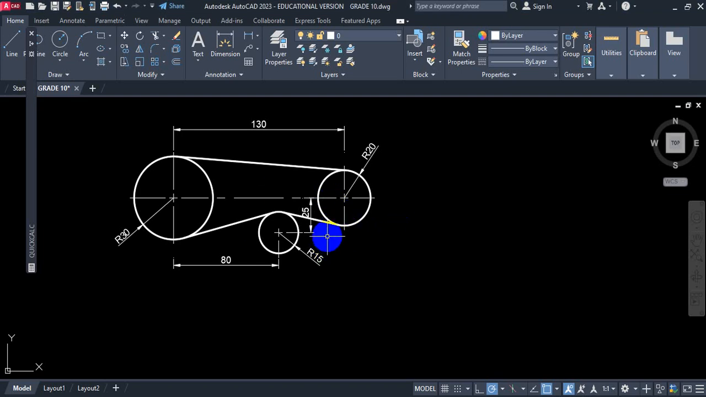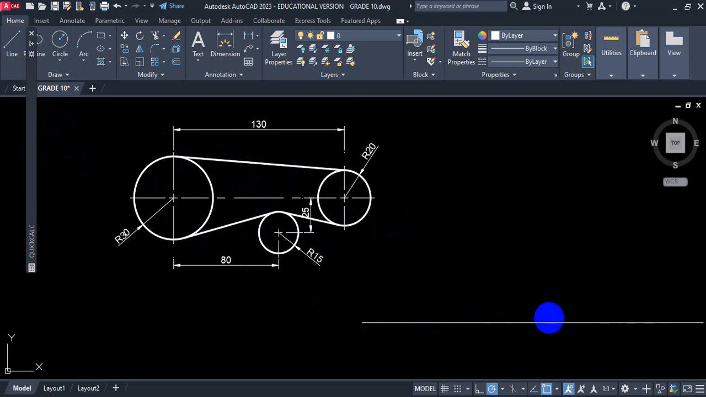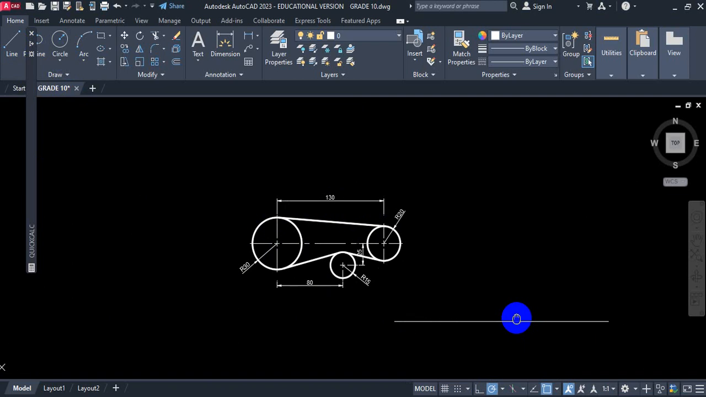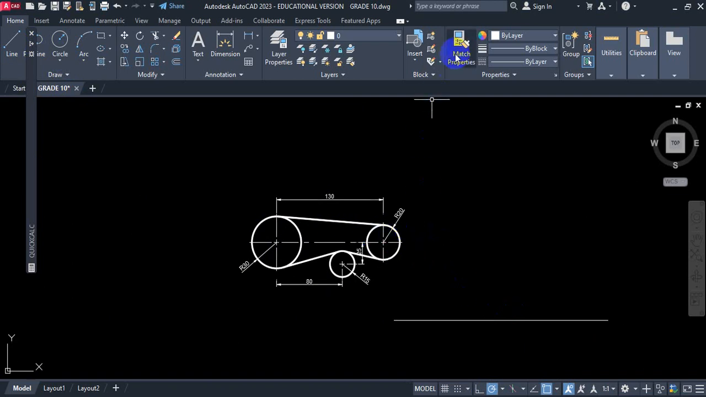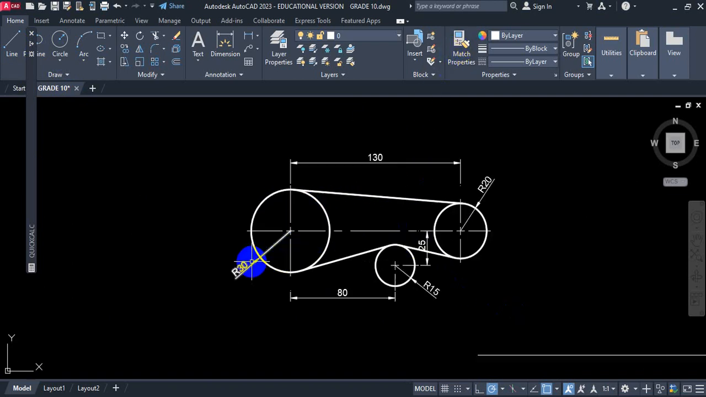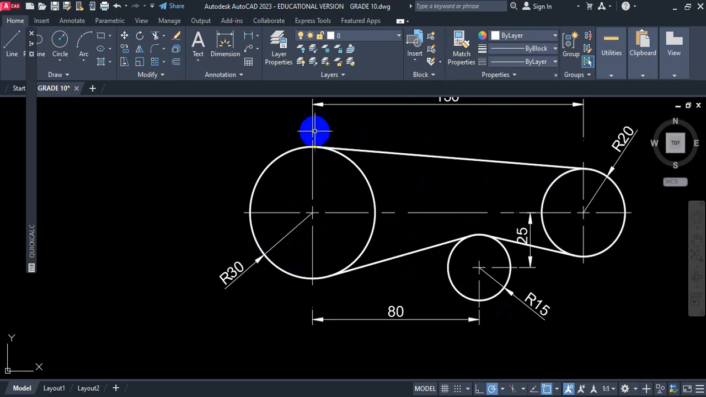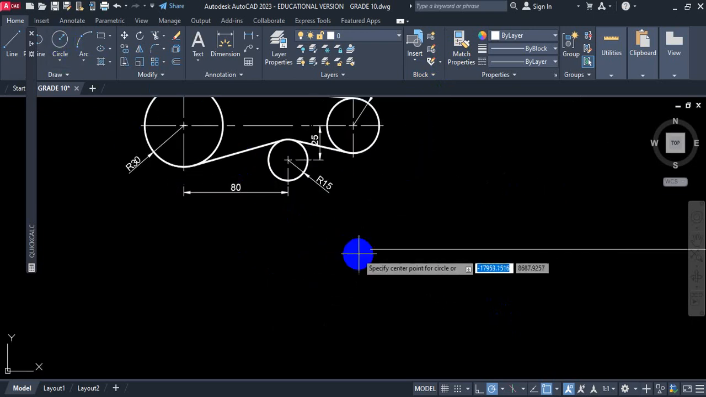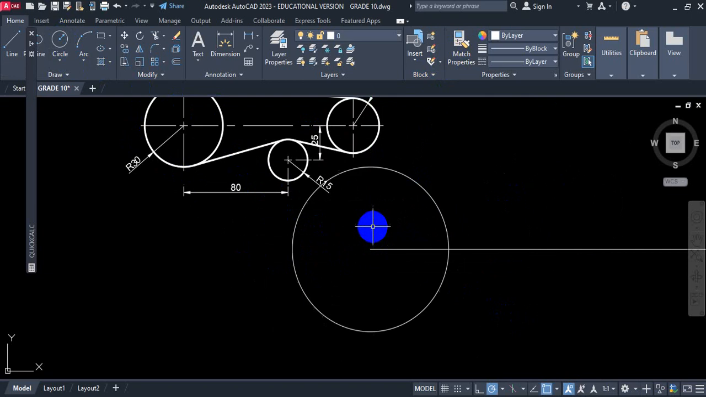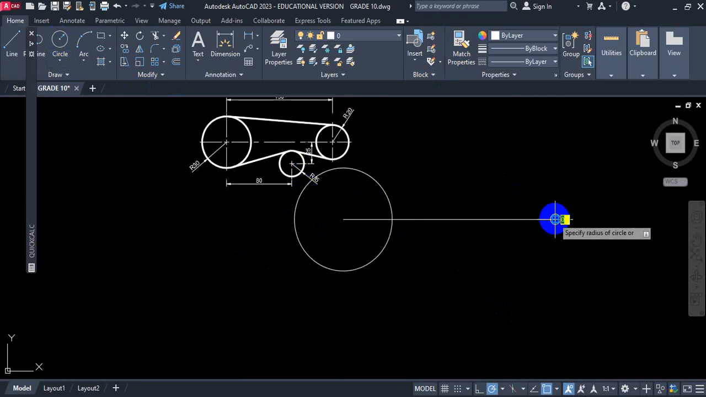Now let us look at this example with a tangent and a transverse tangent at the bottom here. The first thing that we'll do, of course, is start with the center line. I'll say 130 is my distance. There's my 130, and I'm going to draw the circle which is radius 30, and the next one is radius 20.